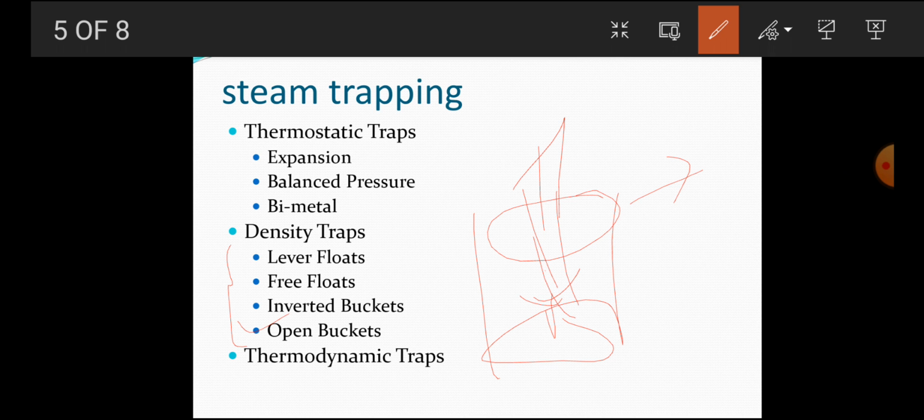Then there is the thermodynamic trap. We will see this trap in the next lecture. We will also revise this topic once again.